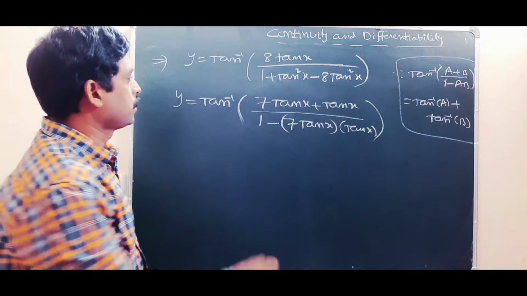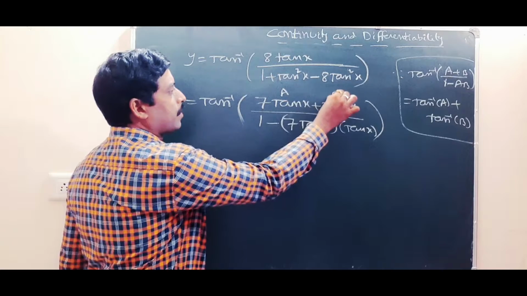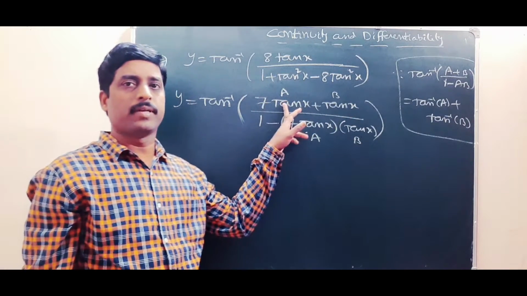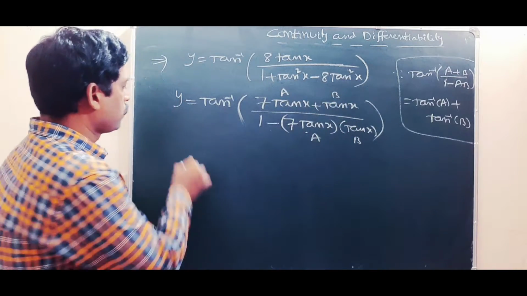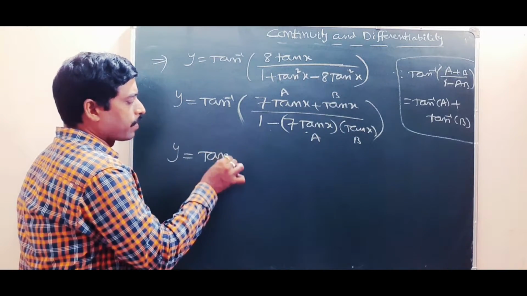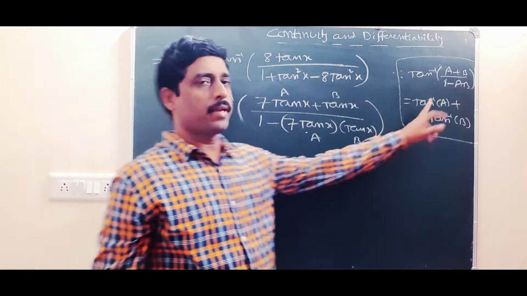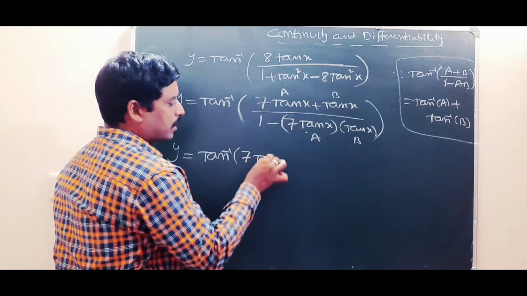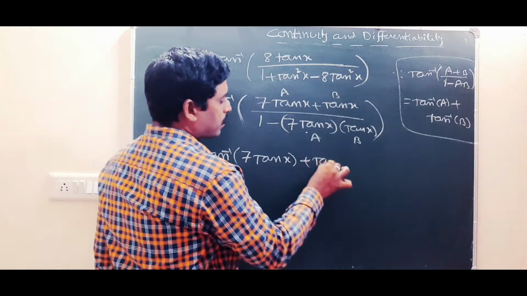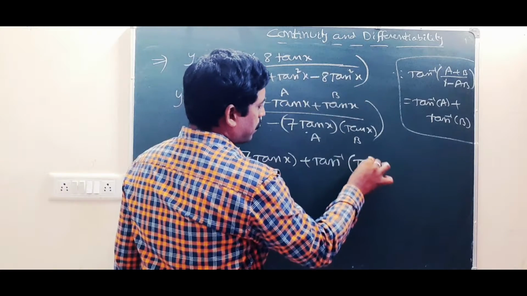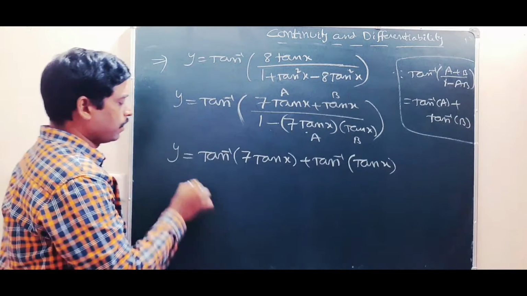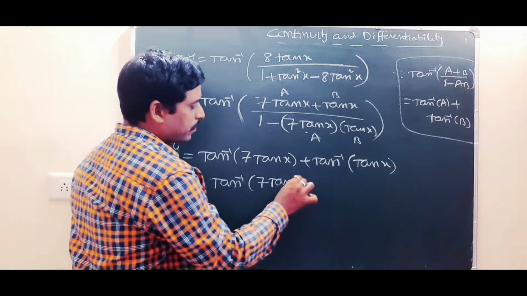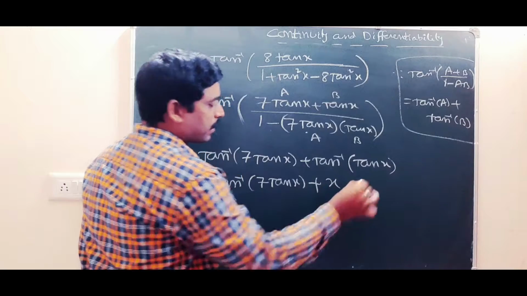This is in the form of tan inverse of (a plus b) by (1 minus ab), where a is 7 tan x, b is tan x, right? So y is equal to tan inverse of... so what is the formula? Tan inverse of a plus tan inverse of b, where a is 7 tan x plus tan inverse of b, where b is tan x. Okay. So y is equal to tan inverse of 7 tan x. So tan inverse of tan x is nothing but x.